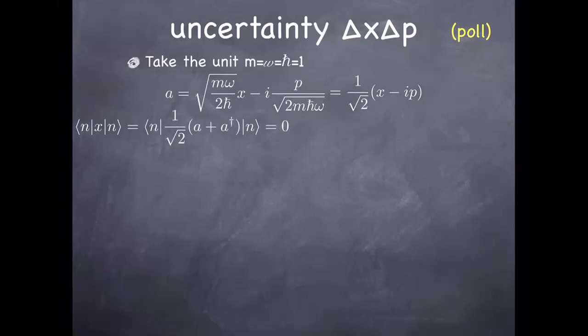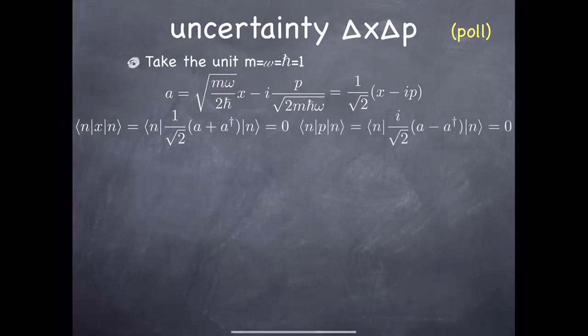A acting on n brings you down to n minus 1, that's orthogonal to n, so that vanishes. A dagger acting on n would bring you up to n plus 1, that's orthogonal to n, so that vanishes too. So x expectation value is exactly 0. And same goes with p expectation value, which is nothing but (a minus a dagger) over square root 2 times i. The same argument, the same result, 0.